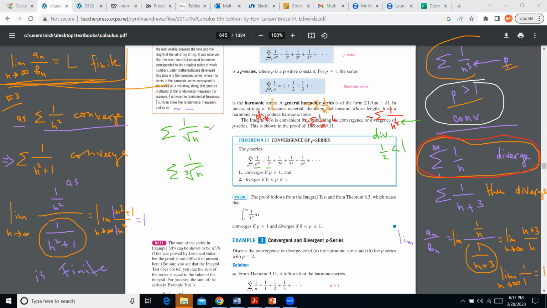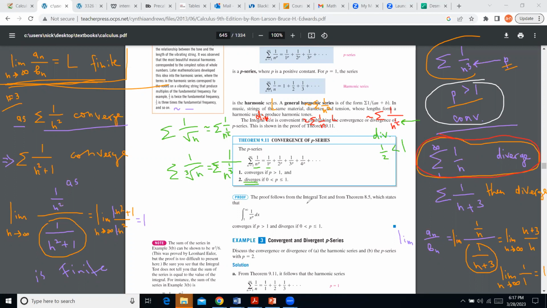Because that's the same as the one we have here, n to the 1/2. Or that one is 1 over n to the 1/3. So if powers of n in the denominator are less than 1, the series are divergent.